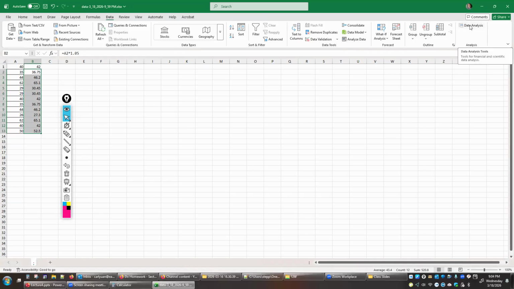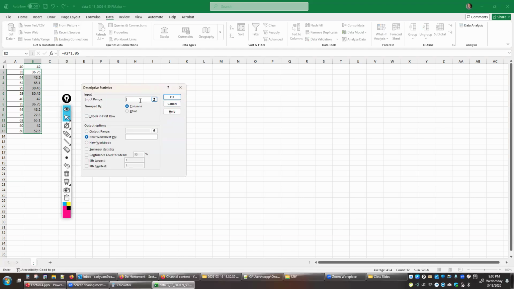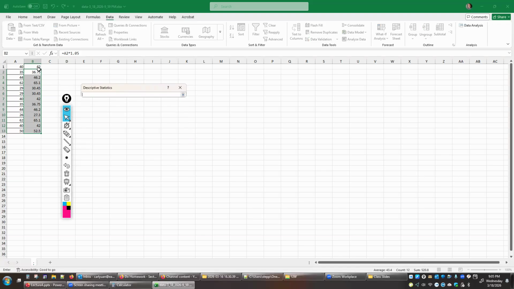So I'm going to use data analysis to calculate the mean and the standard deviation of my new column. So my new column is the column B, all right? And what do I want to do? I want to calculate descriptive statistics. So I click on descriptive statistics, click on OK. So now it's asking me where the data is. Okay, so I'm going to click on the arrow, and I'm going to highlight the data, the entire column.